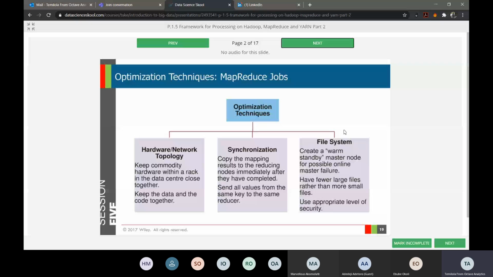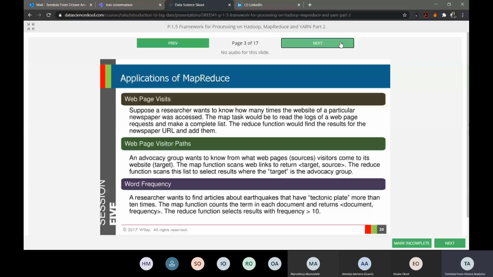Yeah. So applications of MapReduce. We can use MapReduce, maybe we have web page visit analysis to do, or web page visitors paths to do, what frequency. So in terms of web page visits, let's say right now we are trying to read the log of our website. Let's say we have researchers that want to know the number of times the website of a particular newspaper was accessed. So we want to know how many times they accessed a particular website.